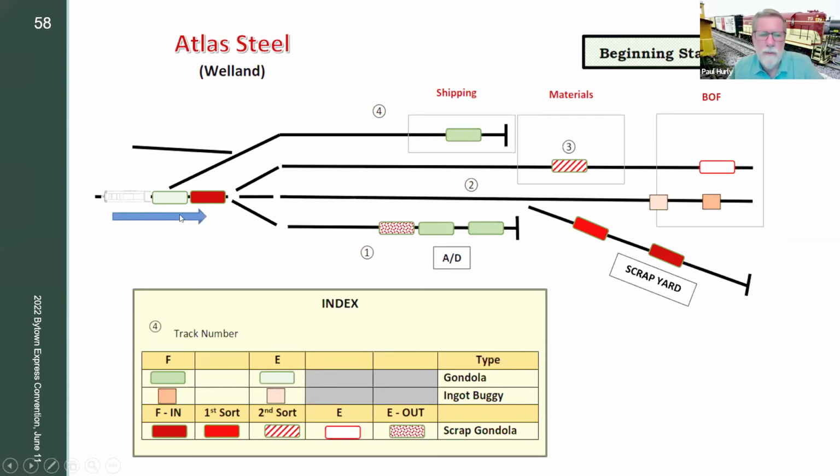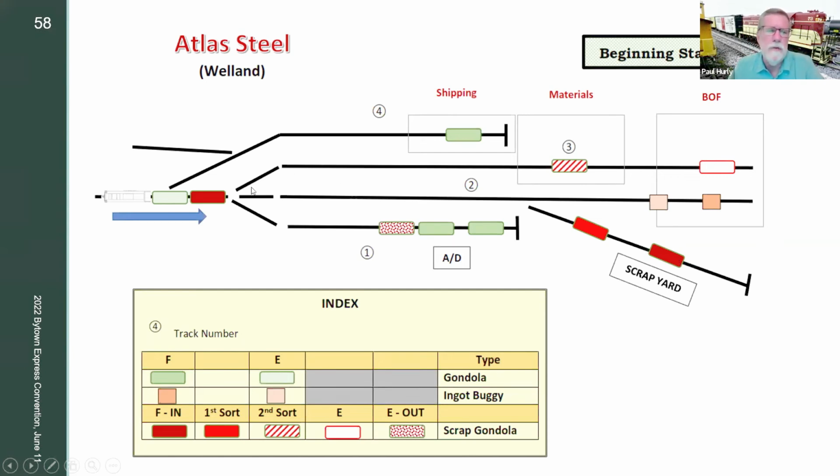So the setup I have at the moment is not that far removed from what is feasible. Here you can see the location of hoppers. This one is empty, has to come out and come back to the scrap yard. This one is in second sort.